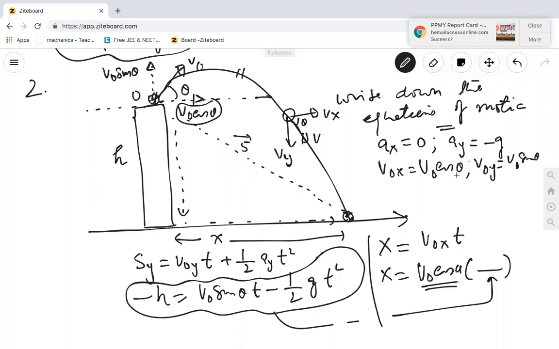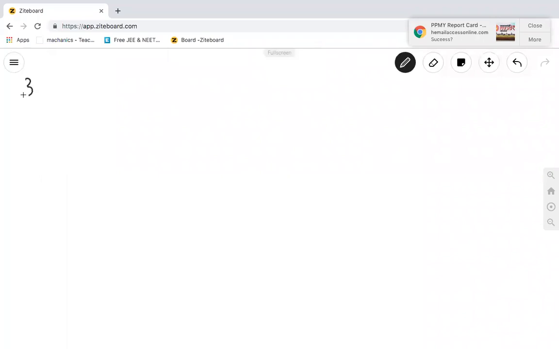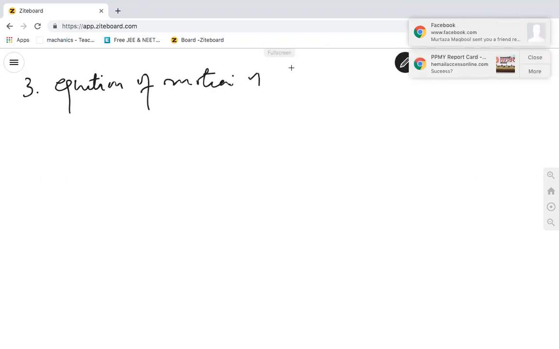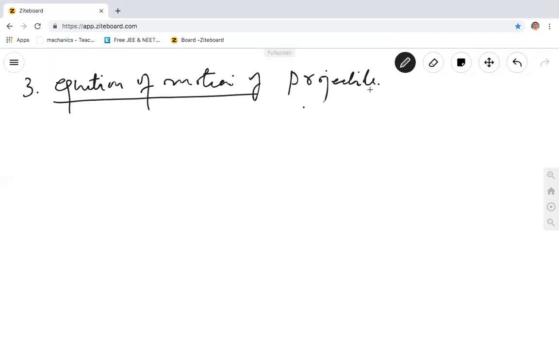Okay, good, very nice. Now let me go to one more example. Third example. Let me find the equation of motion of the projectile. First, here you will understand what we mean by equation of motion of a projectile. Let us understand what we mean by equation of motion.